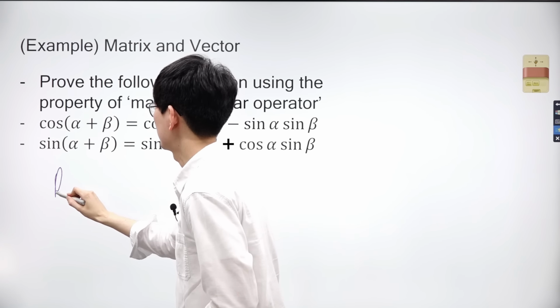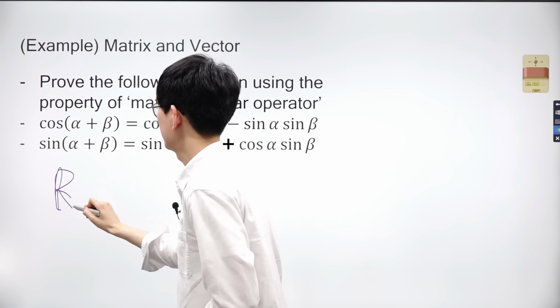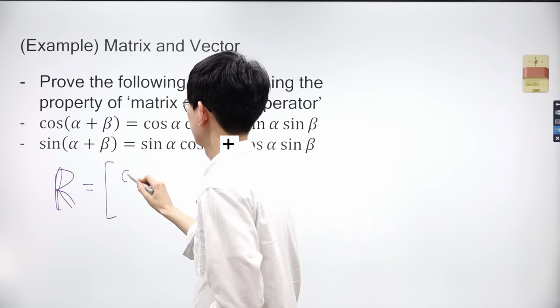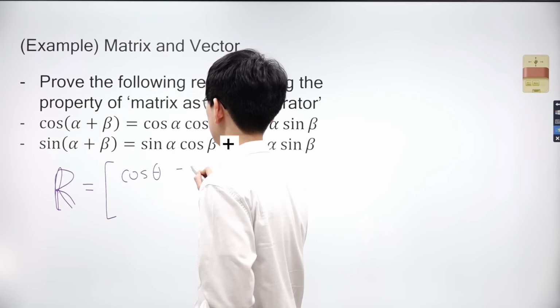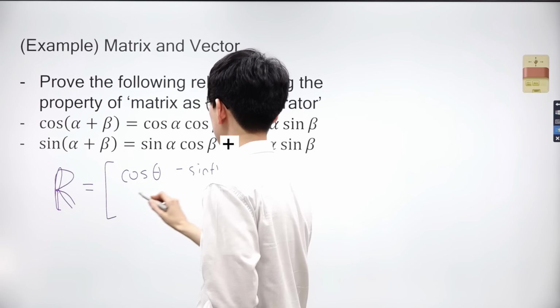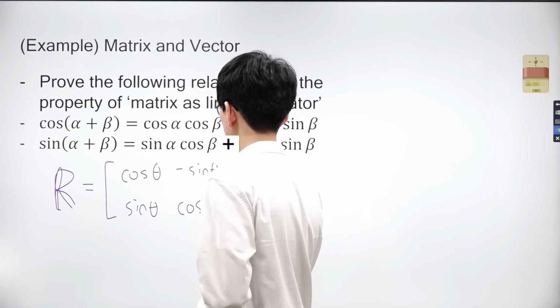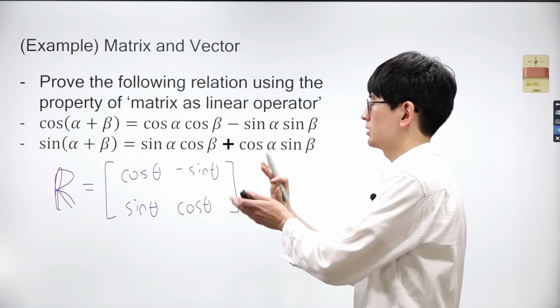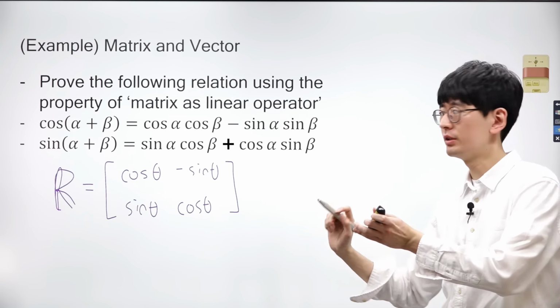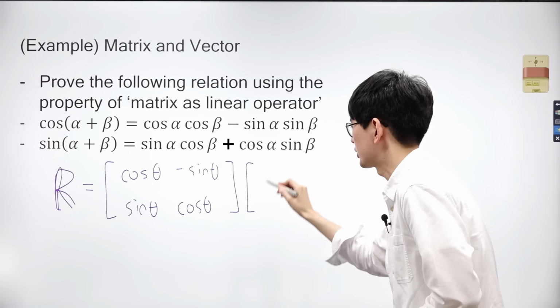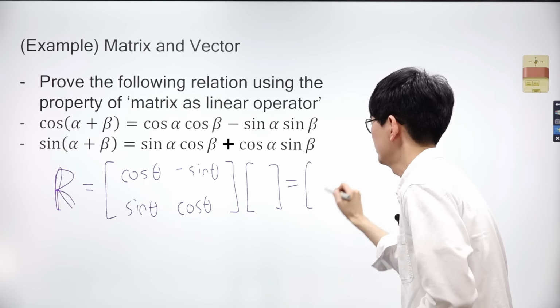A rotation matrix comprising cosine theta, negative sine theta, sine theta, and cosine theta, rotates the coordinate space by theta degrees. Let me explain how this matrix rotates the space.